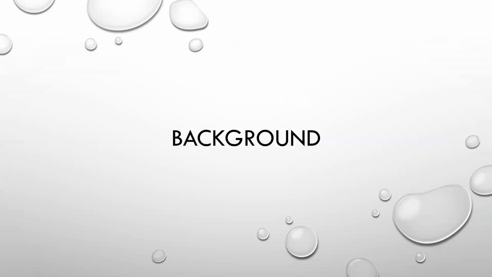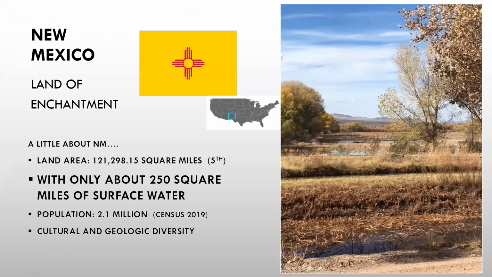So to give a little background about our state, if you don't know where we are in the US, I've provided a map here. You'd be surprised. A little bit about us. We are the 5th largest state, and only a very small percentage of our land area is surface water. So that means groundwater, really big deal. And we have a pretty small population, just about 2 million, and roughly half of that is centered in our larger metropolitan areas. And then we are, of course, diverse culturally, but also geologically and geographically.